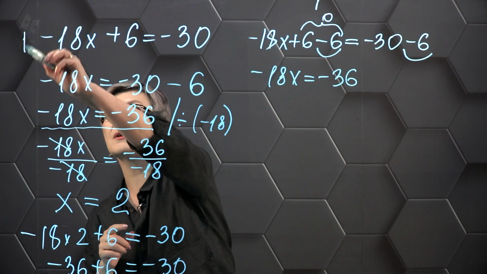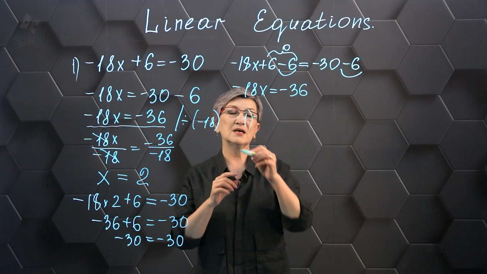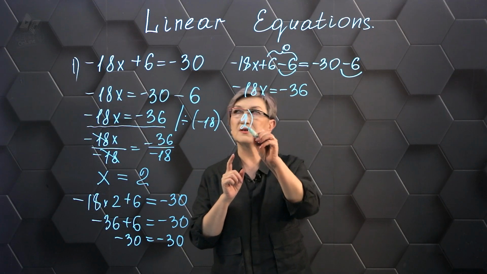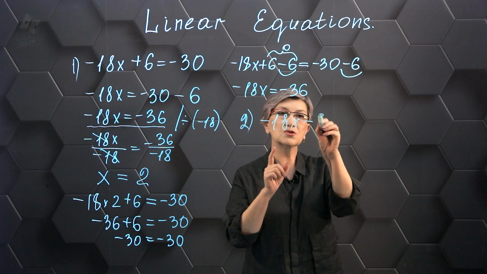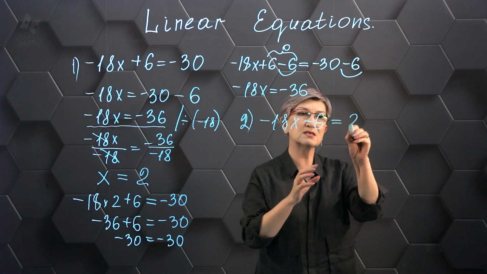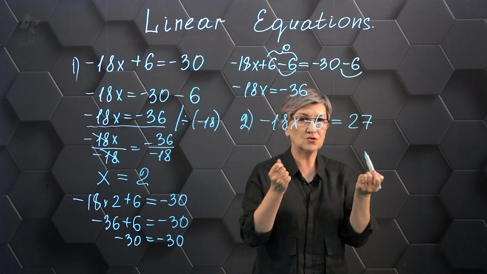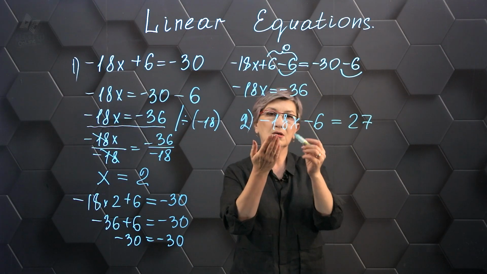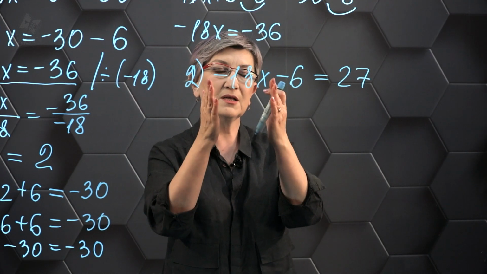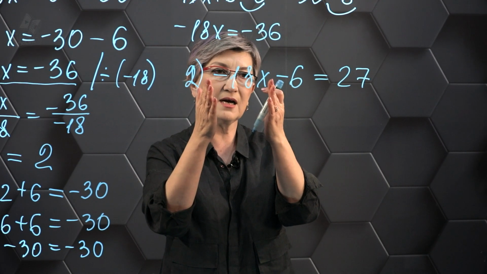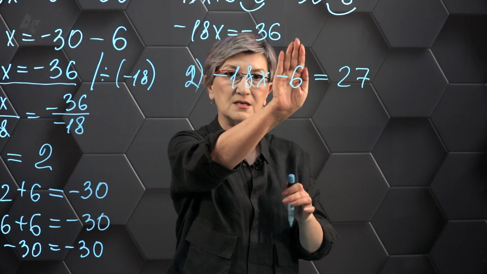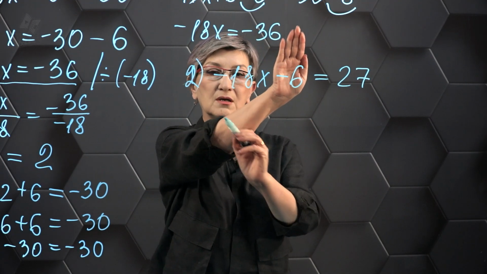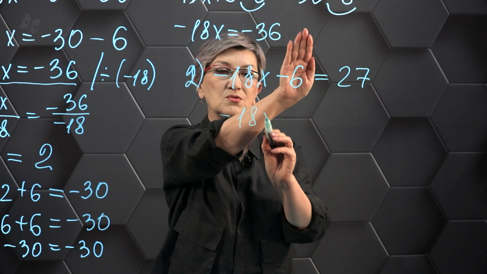One more equation. I'm going to write it down as follows. Minus 18x minus 6 equals 27. What happens in this case? Using our rule, we must leave variables in the left part. We leave the variables on the left side. We move everything that is not variables to the right. Minus 18x equals, notice, 27.